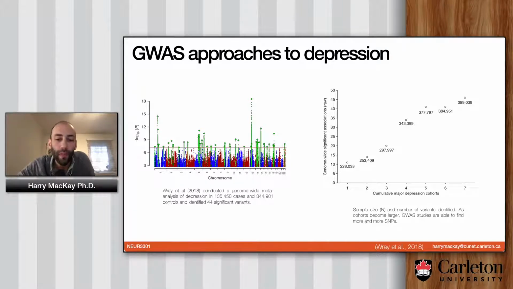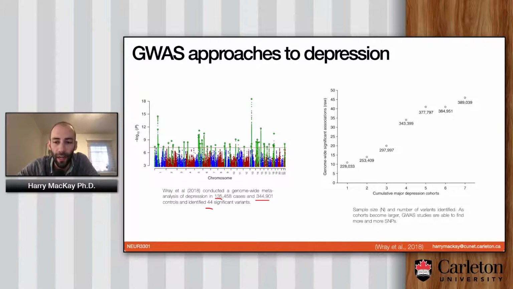But this is a genome-wide meta-analysis, so it takes into account data from many, many different GWAS studies and smushes it all together. That's the beauty of GWAS, by the way: you can just keep adding more and more data onto the pile and making your results more and more powerful. There were over 130,000 cases and over 300,000 controls, so a very nice big sample size. And after all that, they identified 44 variants that were significantly associated with depression. So that's all very normal and within our expected parameters for this kind of thing.